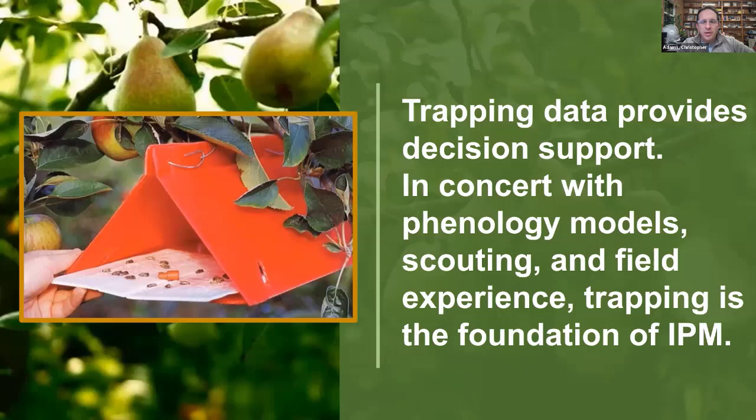So trapping data provides decision support. In concert with phenology models, scouting, and field experience, trapping is really the foundation of IPM. Not long ago, people would spray based on the calendar. That is, they would spray based on some event like 21 days after full bloom. Since the trees and insect pests evolved together, this method worked okay most years, but it was often off by days or even weeks in some years, meaning sometimes sprays were applied when there were no insects or sprayed too late. Trapping gave us an improved method.